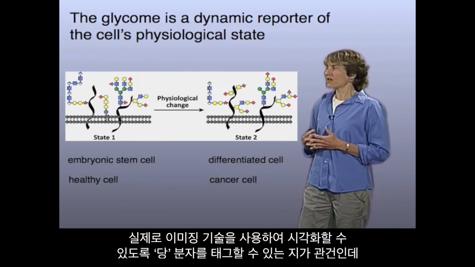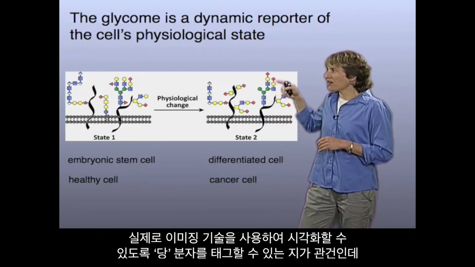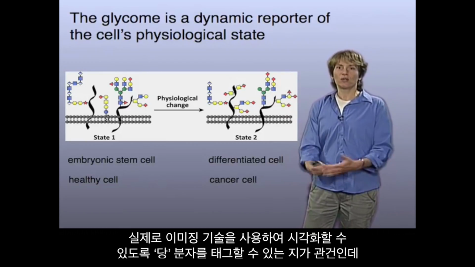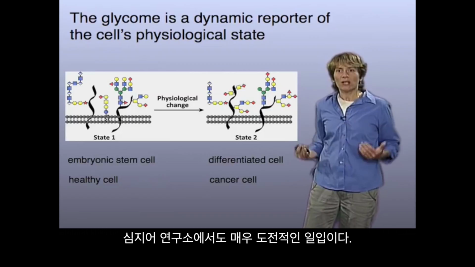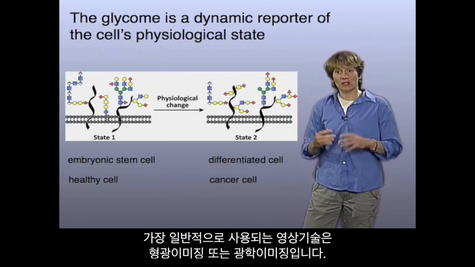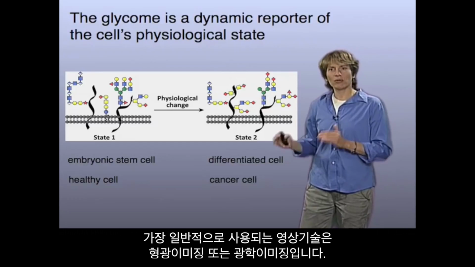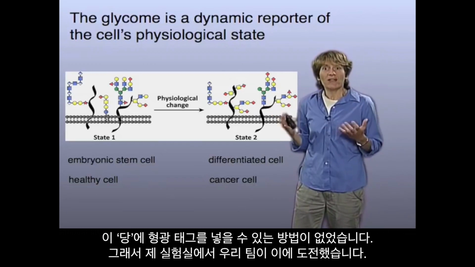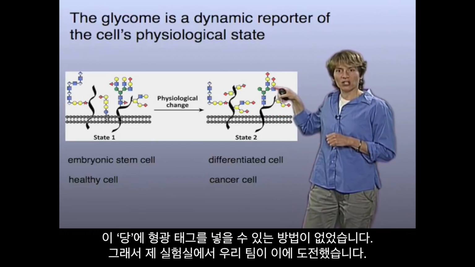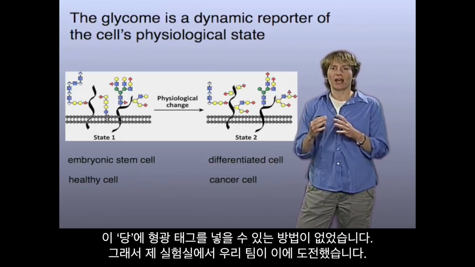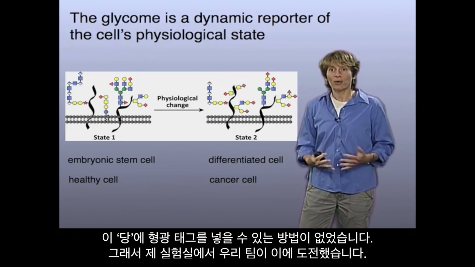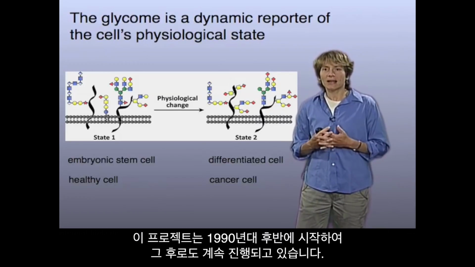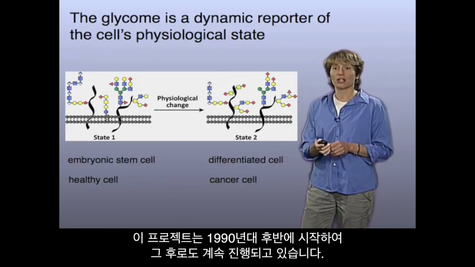The challenge, of course, is to figure out how to tag these sugar molecules with probes that we can actually visualize using imaging technologies. So even in the research laboratory, this is very challenging. The most commonly used imaging technique in research laboratories is fluorescence imaging or optical imaging. And we don't even have a way to put fluorescent tags on these sugars. So that is a challenge that students and postdoctoral fellows in my laboratory have taken on. And it's a project we started working on back in the late 1990s. So it's been progressing now for over 10 years.